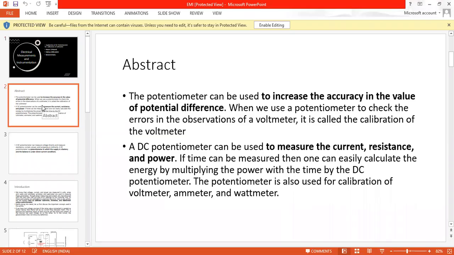The abstract tells us that the potentiometer can be used to increase the accuracy of the value of potential difference. When we use a potentiometer to check the errors in the observation of a voltmeter, it is called the calibration of the voltmeter. A DC potentiometer can be used to measure current, resistance, and power. If time can be measured, then one can easily calculate the energy by multiplying the power with the time. The potentiometer is also used for calibration of voltmeter, ammeter, and wattmeter.